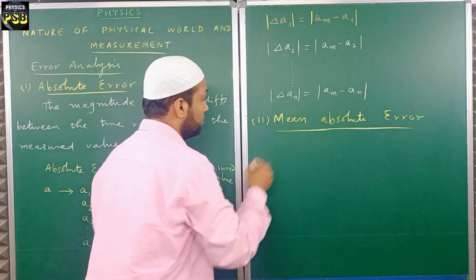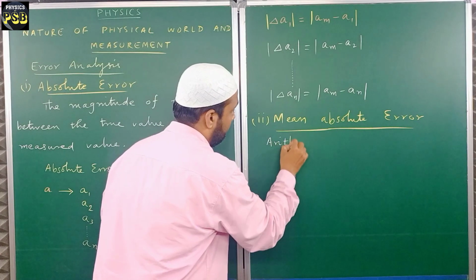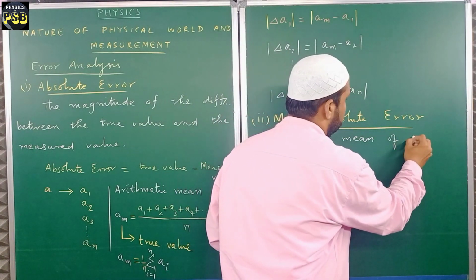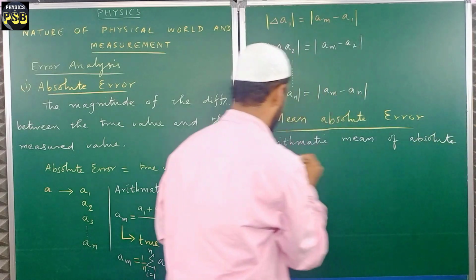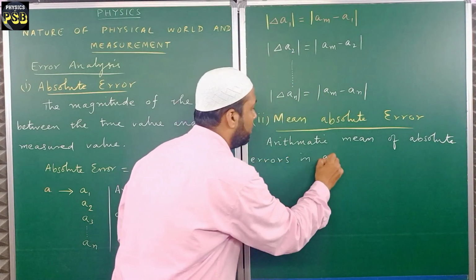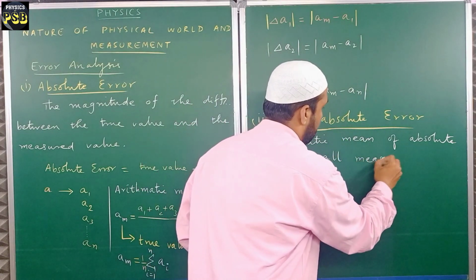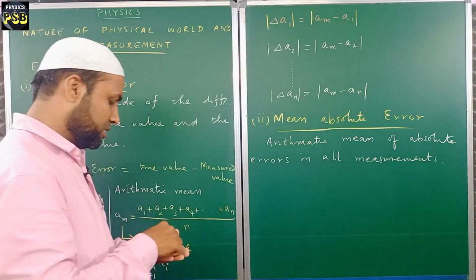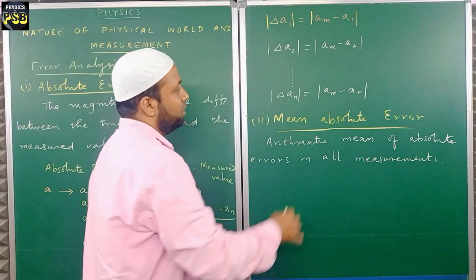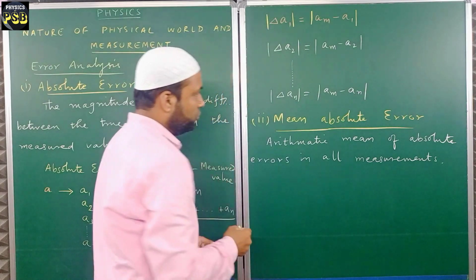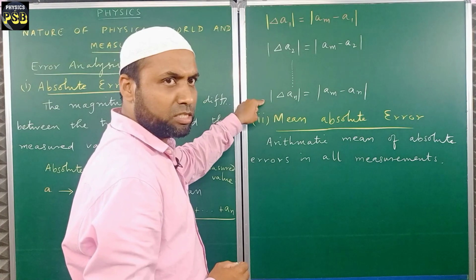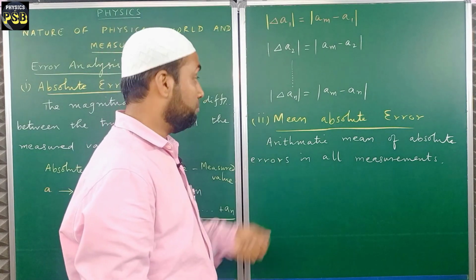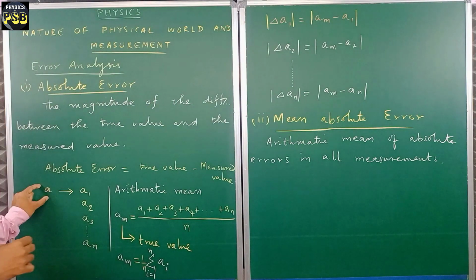Let me write here. Arithmetic mean of absolute errors in all measurements is referred to as mean absolute error. And how do we represent this? In the form of an equation. Let me show this to you here. All this represents absolute error. If I take the arithmetic mean of all these absolute errors, then I will get the mean absolute error in the measurement of a quantity A.